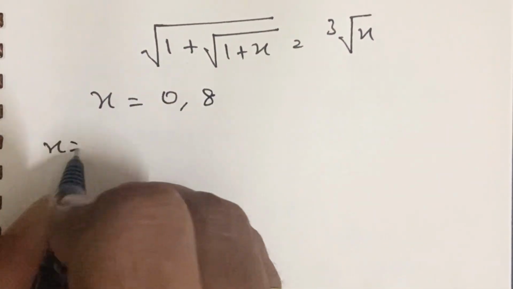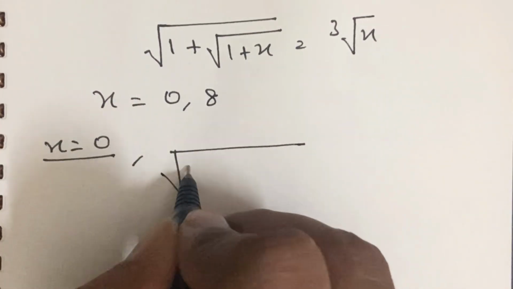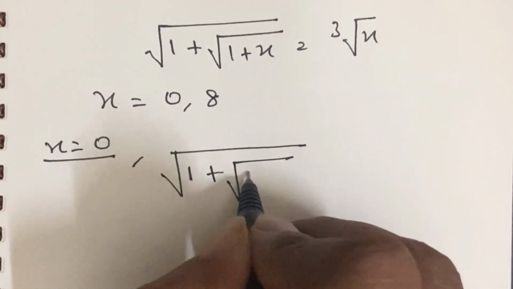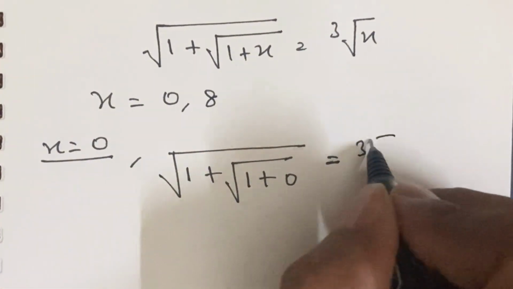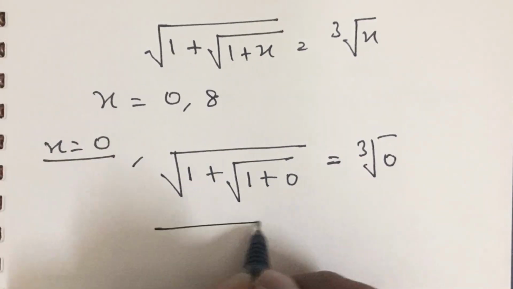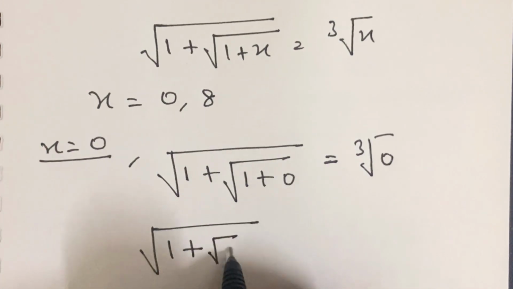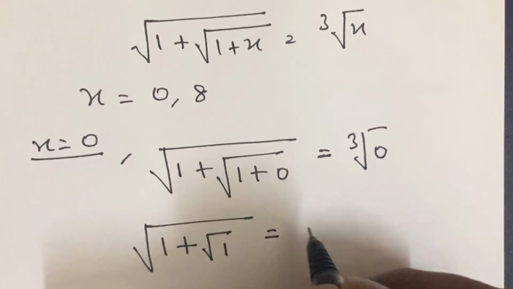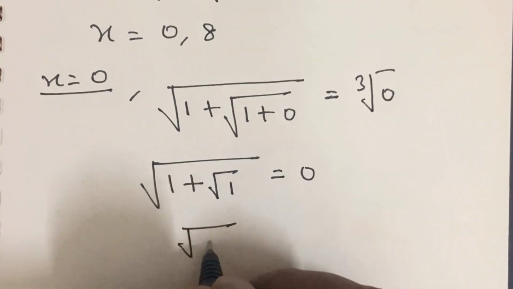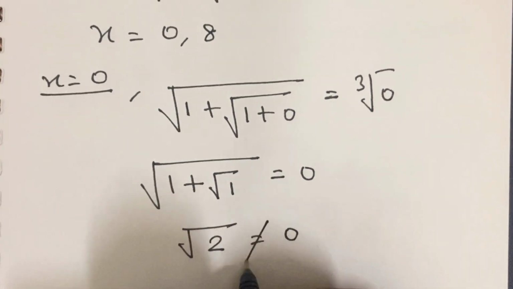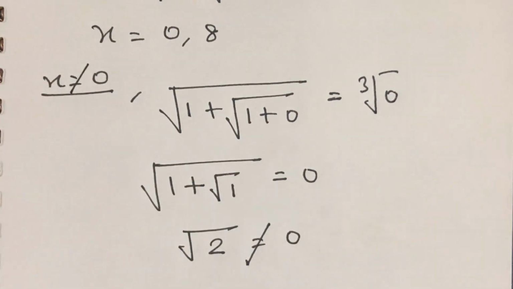So when x equals 0, our equation will change to square root of 1 plus square root of 1 plus 0 equals cube root of 0. So on the left-hand side we have 1 plus square root of 1 equals cube root of 0, which is 0. So this is square root of 2 equals 0, which is not possible. So x equals 0 is not a solution for this equation.